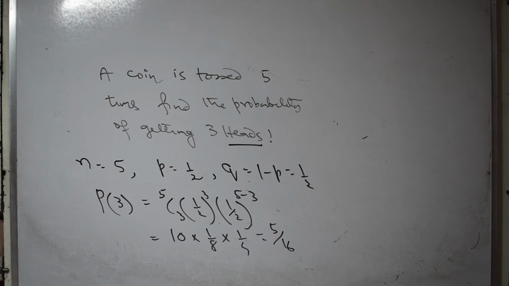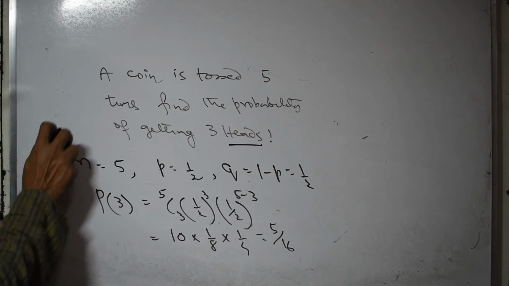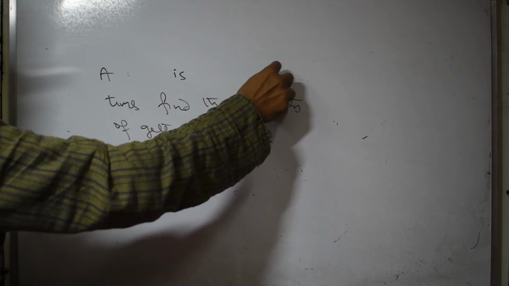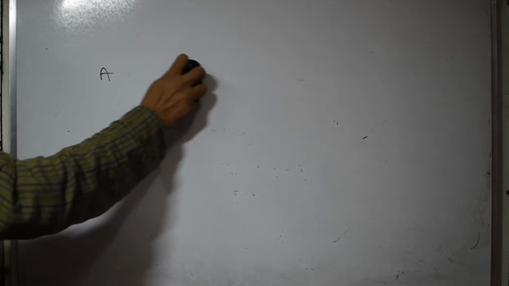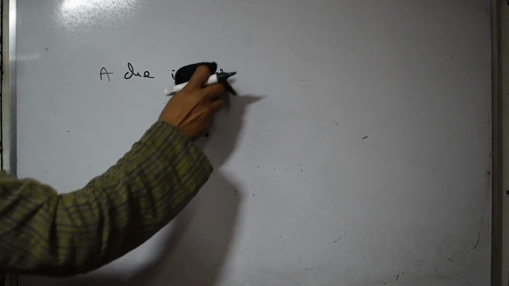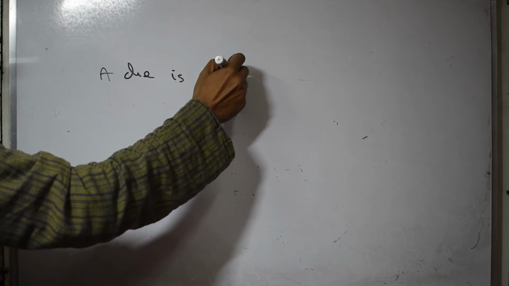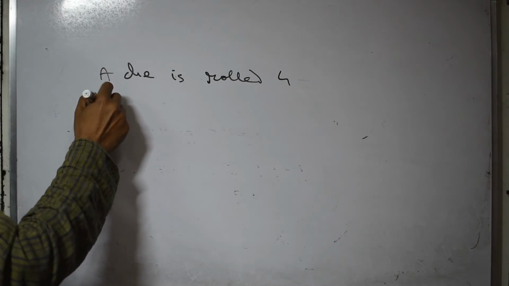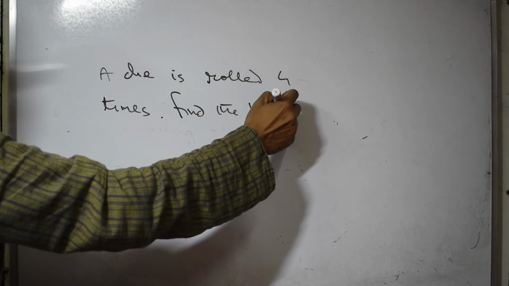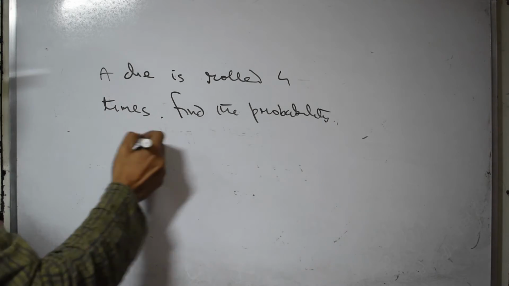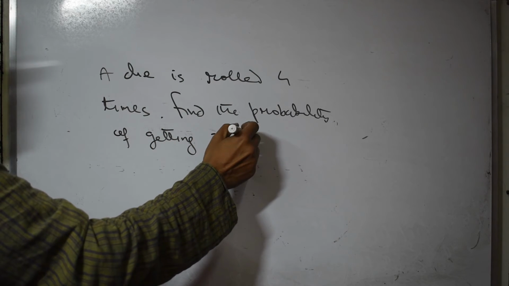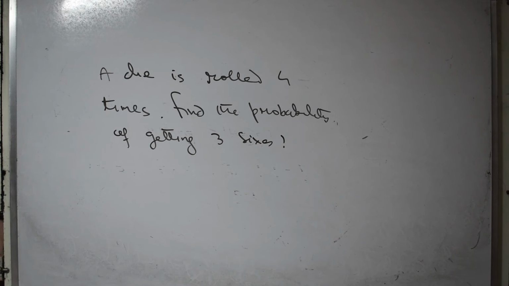So this is the problem we needed. And now we can do one more problem. Instead of a coin, a die is rolled. It is an unbiased die, rolled 4 times. Find the probability of getting 3 sixes. That means 6 will appear 3 times.